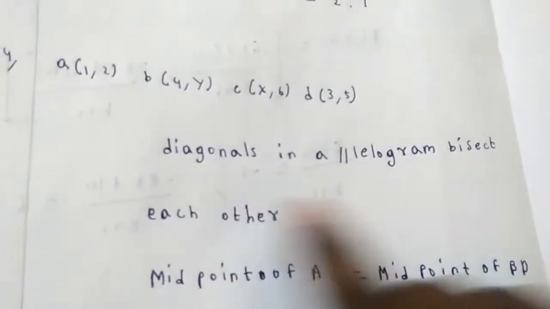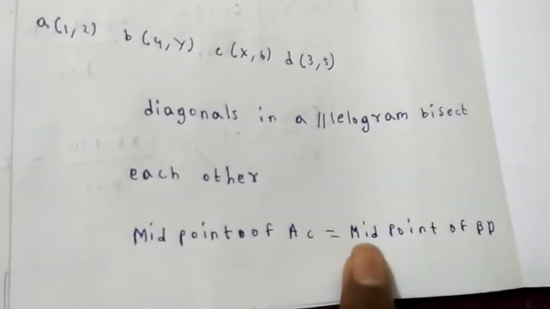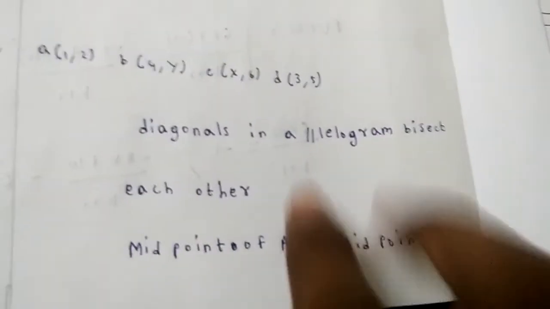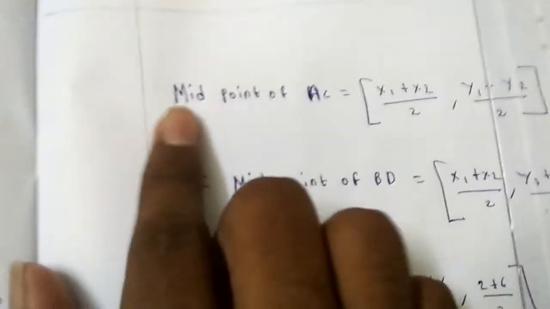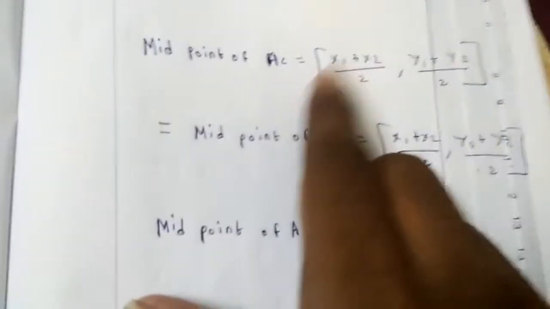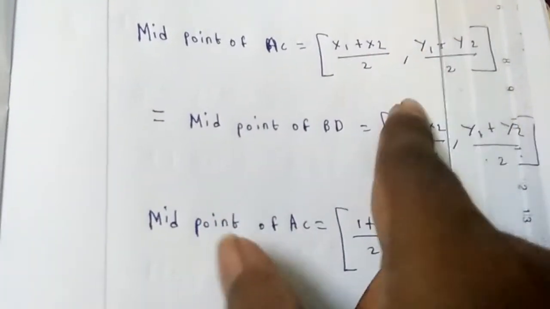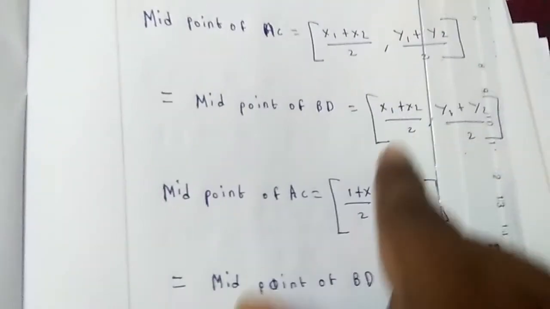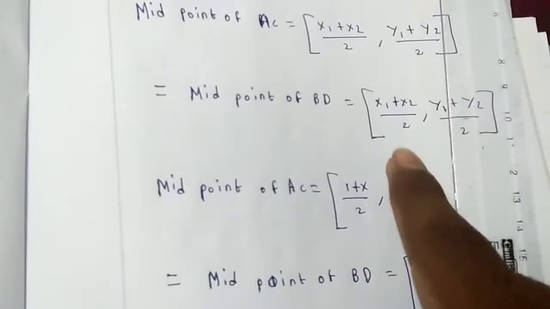The diagonals in a parallelogram bisect each other. So the midpoint of AC is equal to the midpoint of BD. The diagonals are AC and BD. The midpoint is (x1 plus x2) by 2, comma (y1 plus y2) by 2.